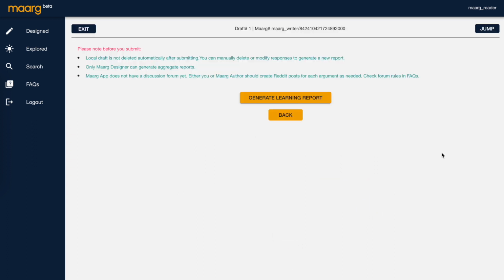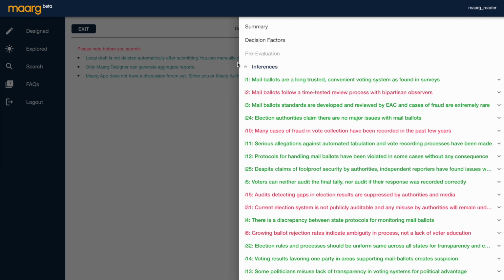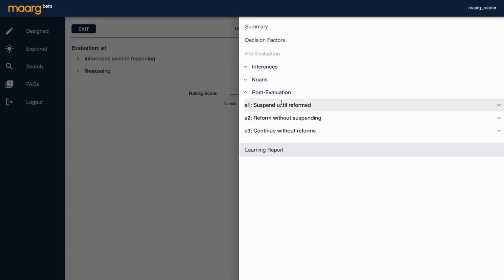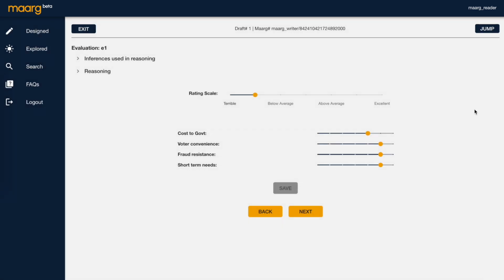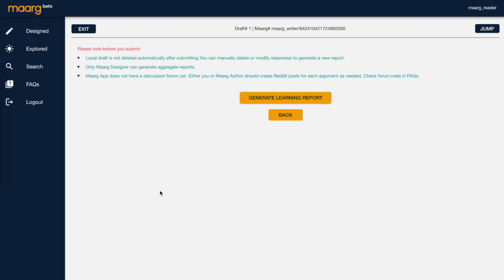So we are in the last stage of submitting this session. You can always jump around and change any of your opinions or any of your responses submitted before. But this is the stage since we are back to the publishing section. At this stage, you need internet. You cannot work offline. And on clicking here, you will be able to generate the learning report.